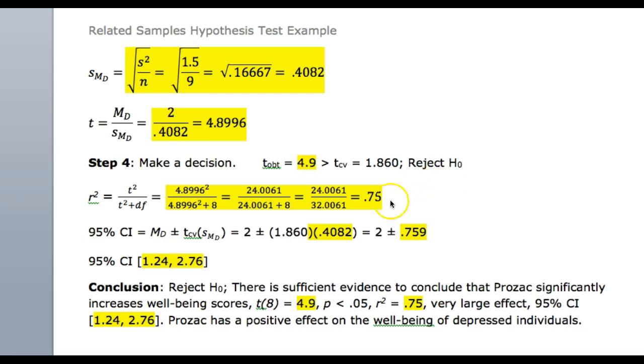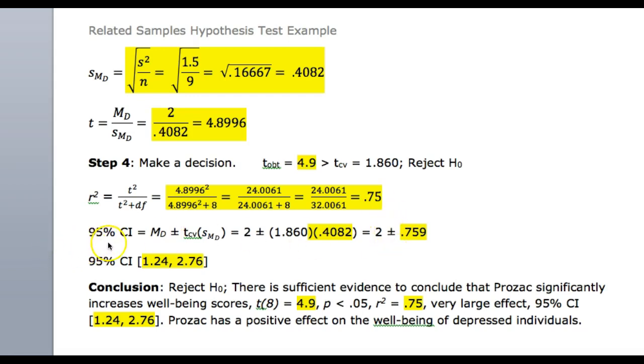So I went ahead and did an r squared, and so I've taken the calculated t, 4.8996, squared that in the numerator, and then squared it in the denominator plus the degrees of freedom, which is 8. So that's 24.0061 divided by 24.0061 plus 8, which gives us 24.0061 divided by 32.0061, which gives us an r squared of 0.75, which is a very large effect.